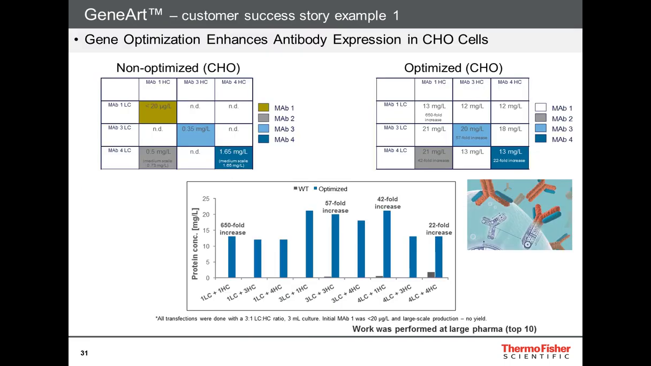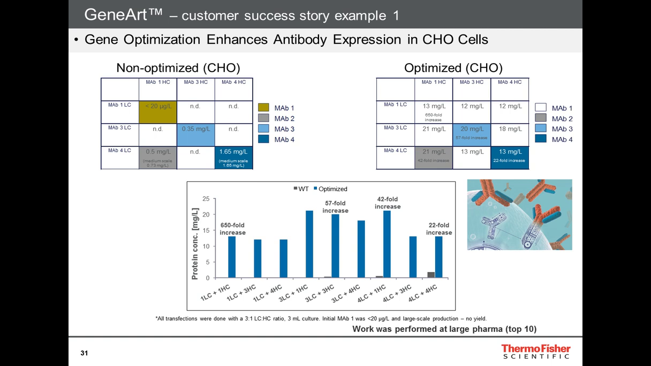So next I want to talk a little bit about some customer success stories, show you some examples of how gene optimization and gene synthesis, in conjunction with the XP systems, give better performance for our customers. This first example is still without the XP system. In that case, we made all 9 combinations of 3 different light chains with 3 different heavy chains for a customer.